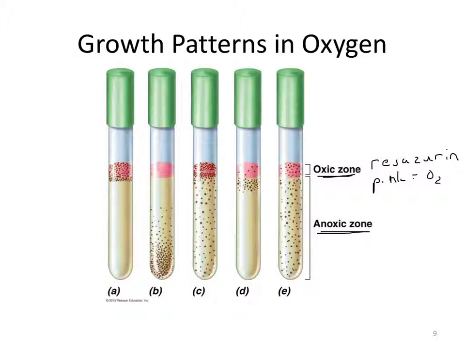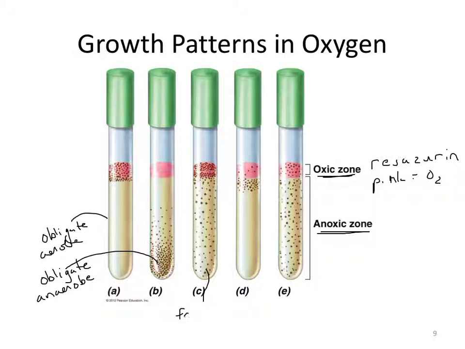The A pattern, this would be an obligate aerobe, okay? The B pattern would be an obligate anaerobe. It's getting as far away from oxygen as it can. It can't grow anywhere where there's oxygen. The C pattern, this would be a facultative aerobe. Some books will call that a facultative anaerobe.